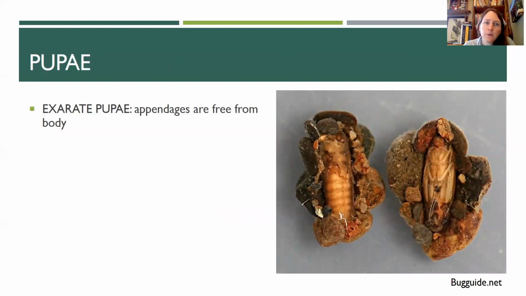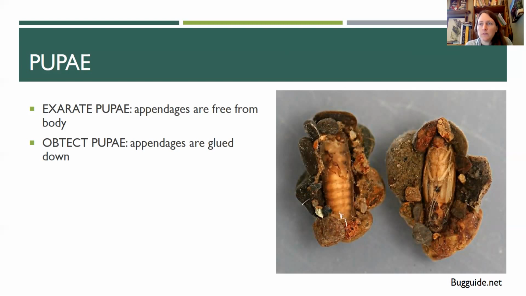So here's a picture of some pupae. Exarate pupae have appendages that are free from the body. These are some caddisfly. There's actually a larva that's kind of heading into the pupal stage on the left of this diagram, and the pupa on the right. You can see the legs have developed and there's some space for wings in there. Obtect pupae have appendages that are really glued down, so they can't move their legs at all. Their appendages just don't move. They're more like little mummies.